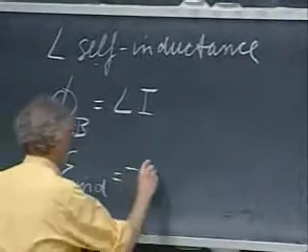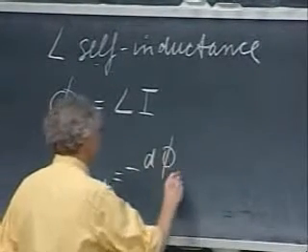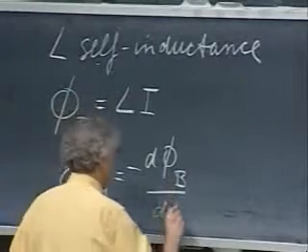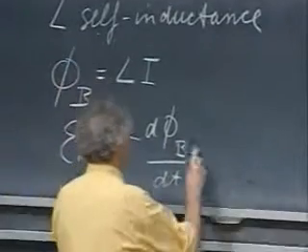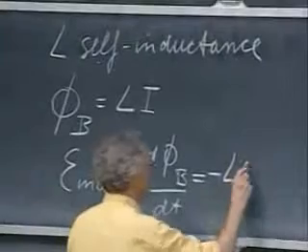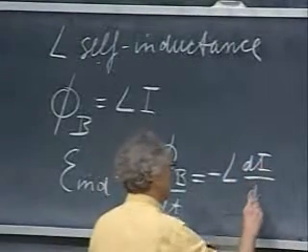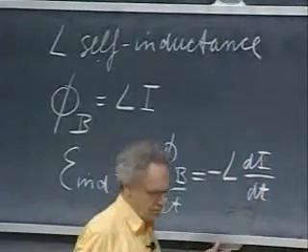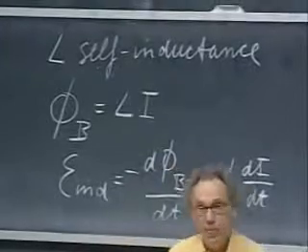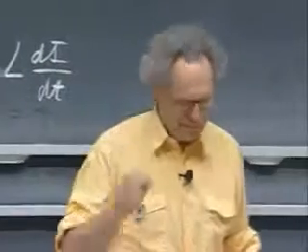equals minus d phi dt. That is Faraday's law. And so that becomes minus L di dt. L is only a matter of geometry. L is not a function of the current itself.